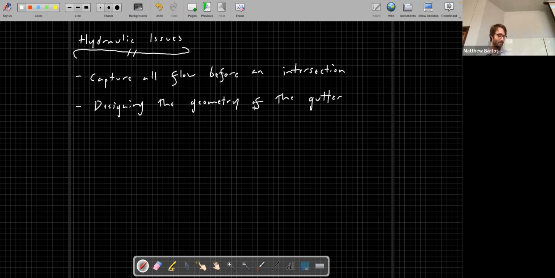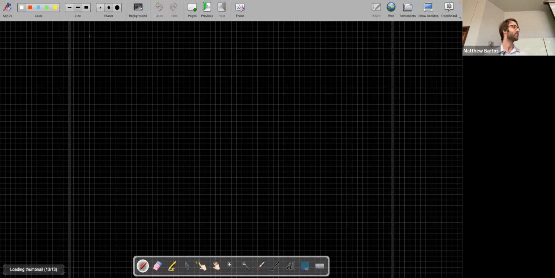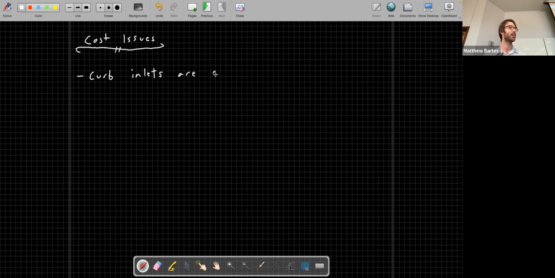Finally, as with everything else in civil engineering, there are a number of cost issues. These will also affect our ultimate design. Primarily, the cost issue we have to think about is that curb inlets, the actual openings, are relatively expensive. So curb inlets are expensive, and we want to limit the number required.